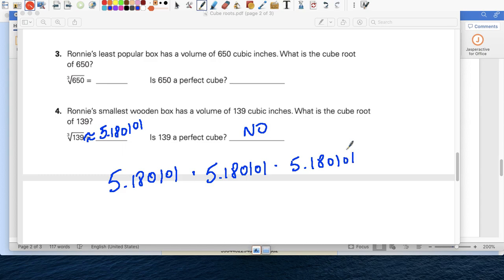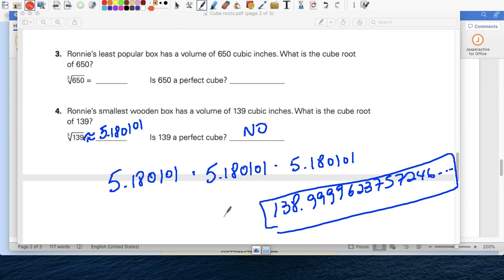5.180101 times 5.180101 times 5.180101, and it's going to give me 138.9999623757246. Notice that we are super close to 139, but are we at 139? No, so this is not a perfect cube.